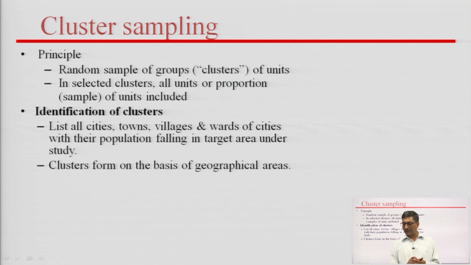Next is cluster sampling. In cluster sampling, the principle is to take a random sample of groups or clusters of units. In the selected clusters, all units or a proportion of sample units are included. For identification of clusters, we need the list of all cities, villages and wards of cities with their population falling in the target area under the study. So, clusters are formed on the basis of geographical area.